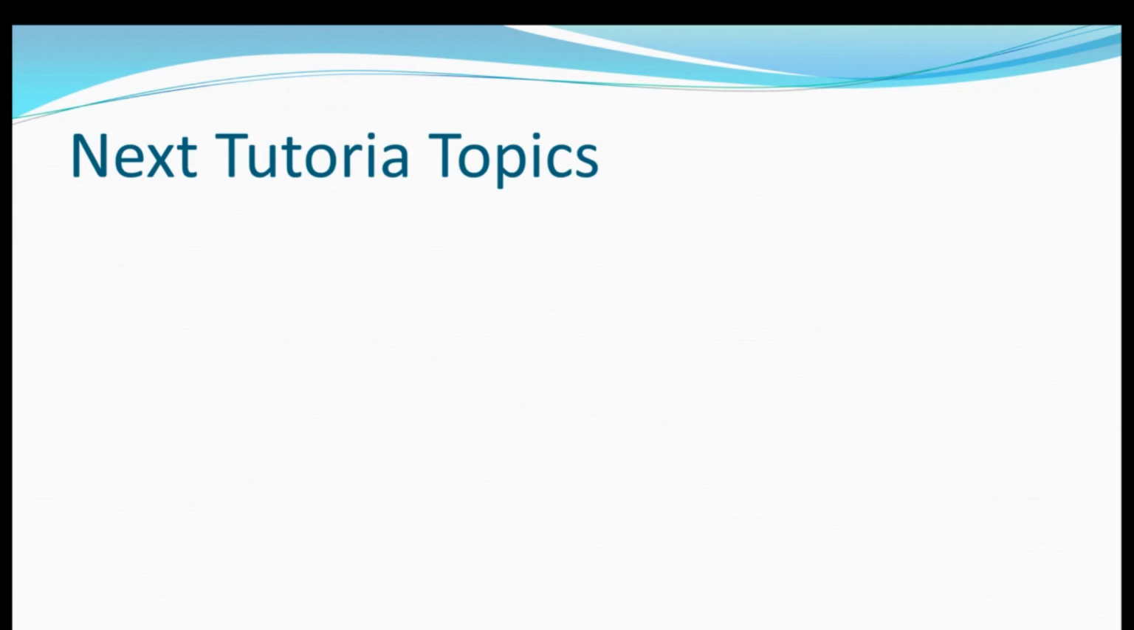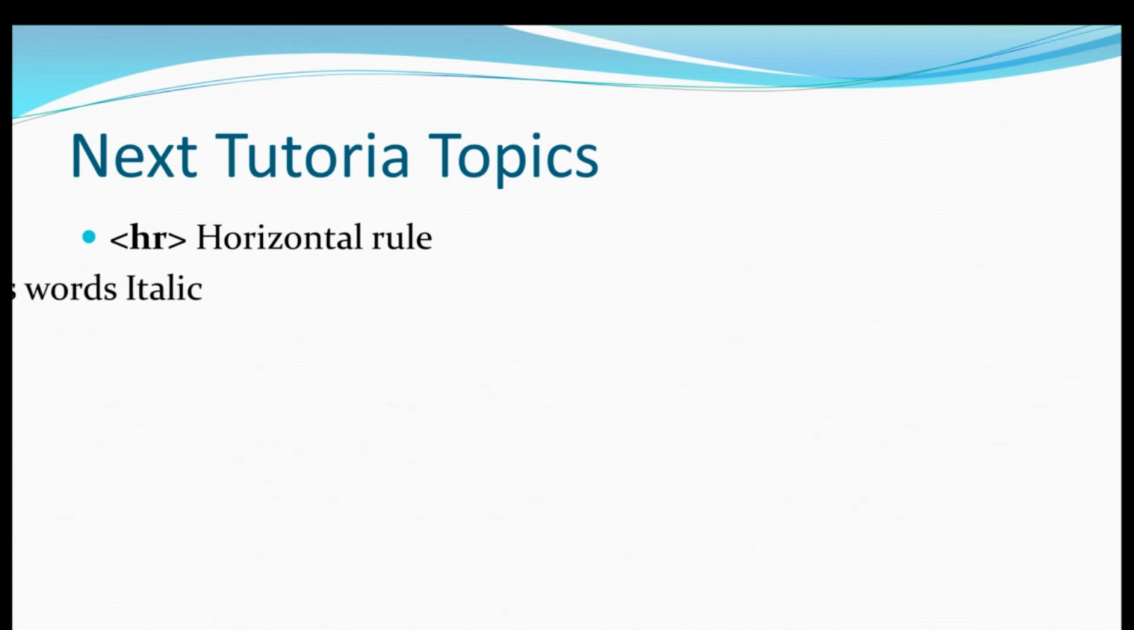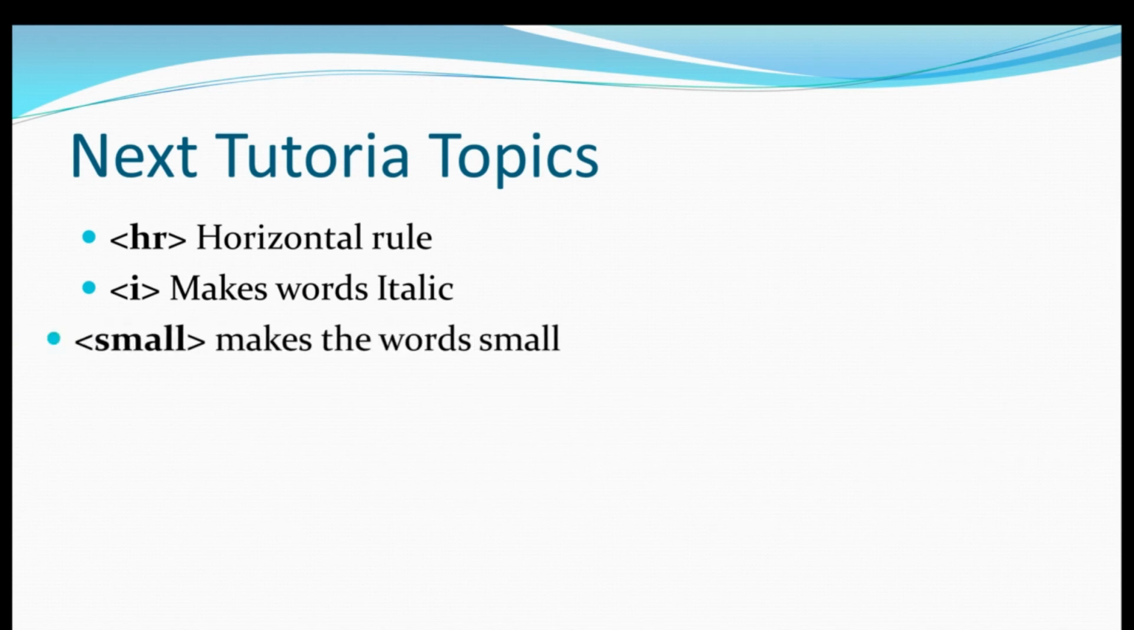So now the next tutorial topics are horizontal. We will learn how to make a horizontal line on our page. As you may have seen in many websites, the contents are divided by a horizontal line. Then we will see I, that makes the word italic. If you want to emphasize a word in italic, we use the I tag. We will learn the small tag if you want to make a very particular word small.